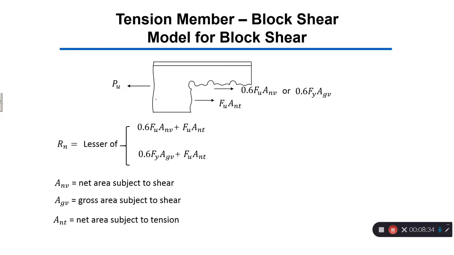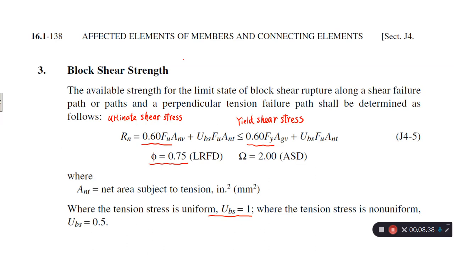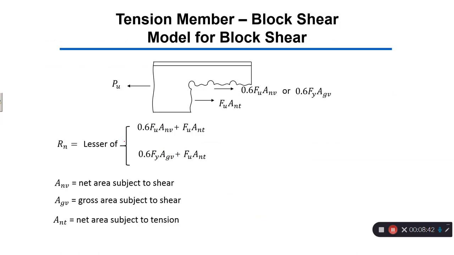Okay, so this slide summarizes the code equation J4-5. So it really tells you that block shear strength is the lesser of these two. And the shear component is the shear strength along the shear plane. And the second component is the tension strength along the tensile plane.